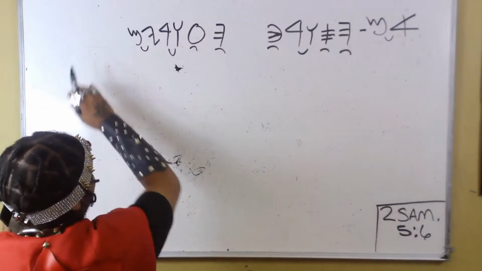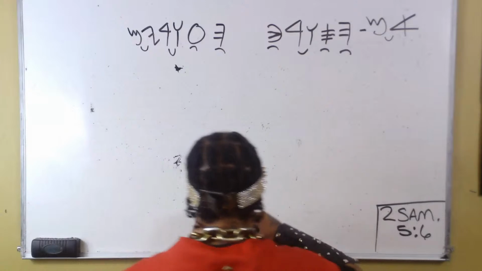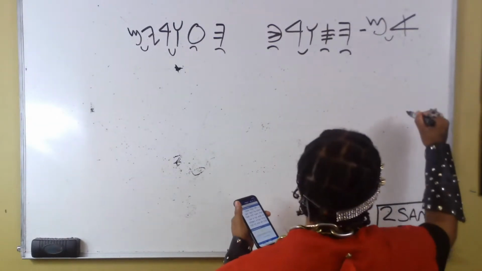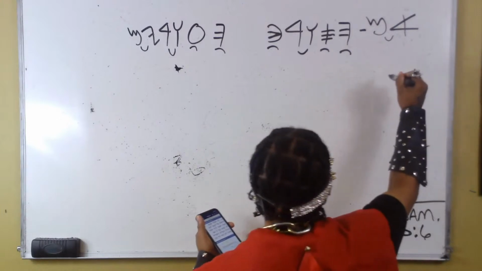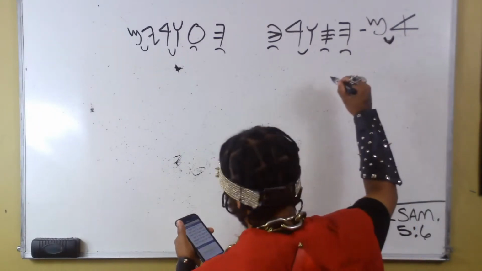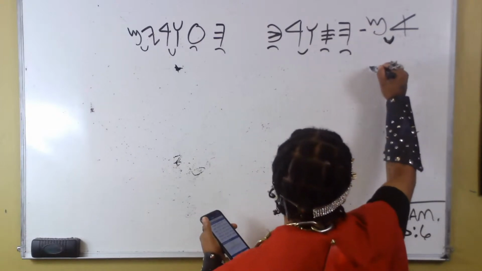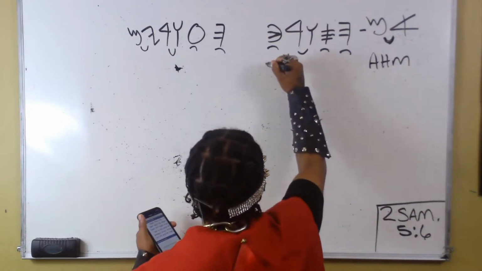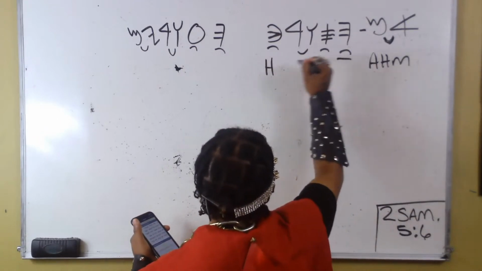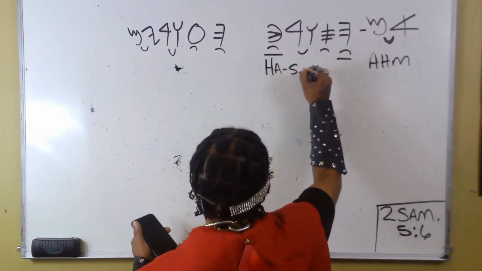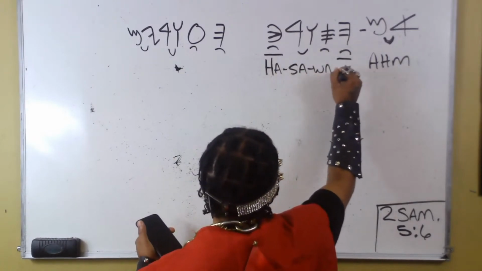I don't think I can fit that over here. I'm gonna just come down here. Ha warrior. Let me just put how you pronounce this. Ha, then you got ka at the end. Ha, Sawar ka.